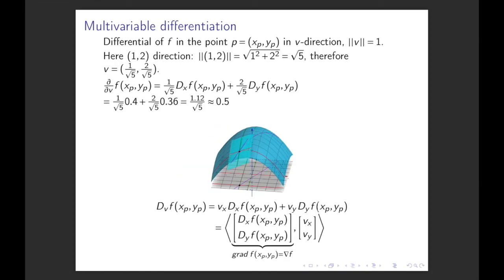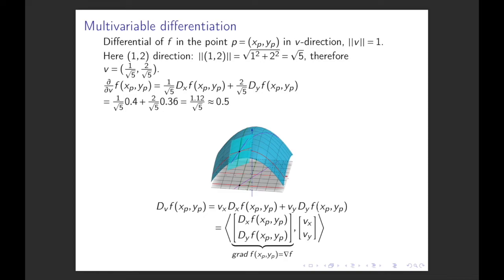Here the computation is written out for the directional derivative along our purple line. First, we normalize the 1, 2 vector. That is, we get its length as the x-coordinate squared plus the y-coordinate squared and the square root of it, which is square root of 5. And then we divide the vector by this length to make it length 1. This is v equals 1 divided by square root of 5, 2 divided by square root of 5.